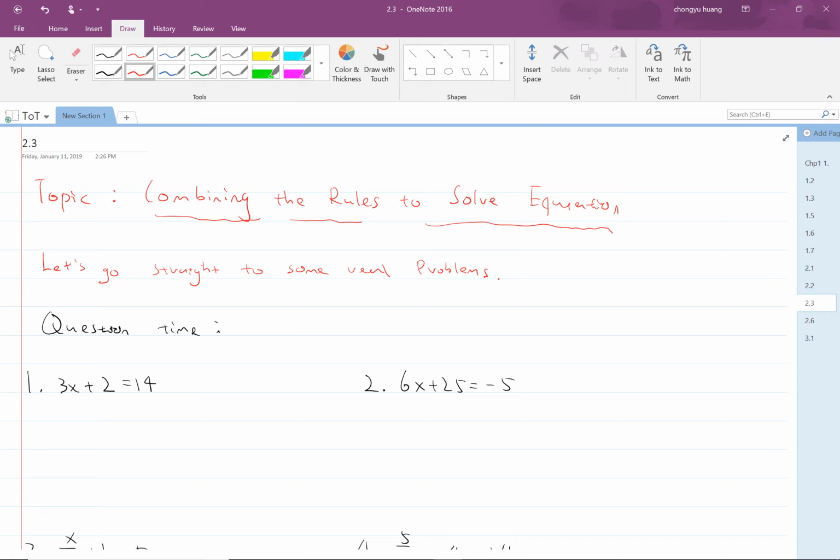we were basically talking about solving an equation with addition, right? So in the previous two videos we talked about how to solve it with the addition property, and then how to solve it with the multiplication property, right? So today we are actually combining the rules. We are combining both of the rules to solve the equation, right?